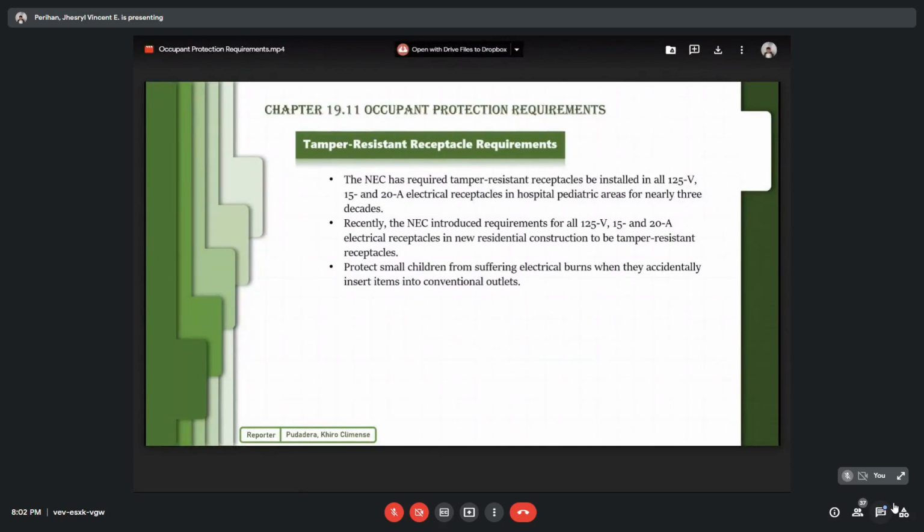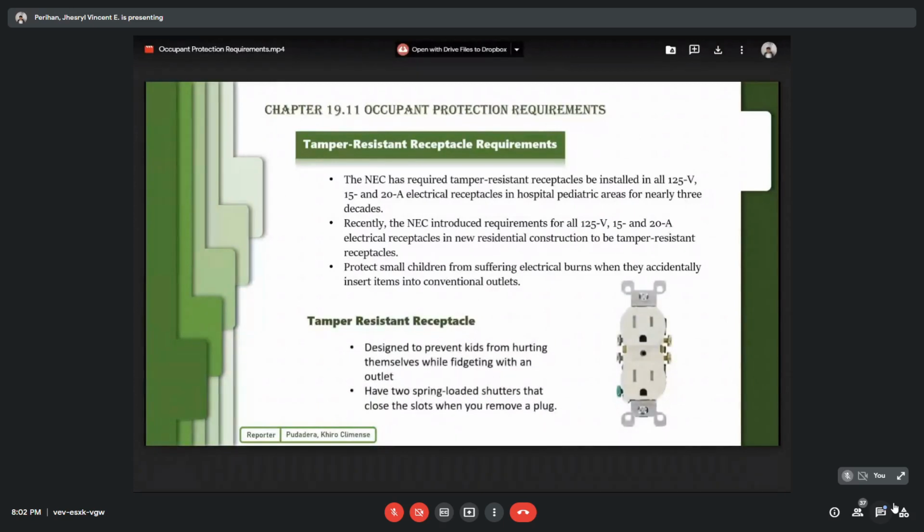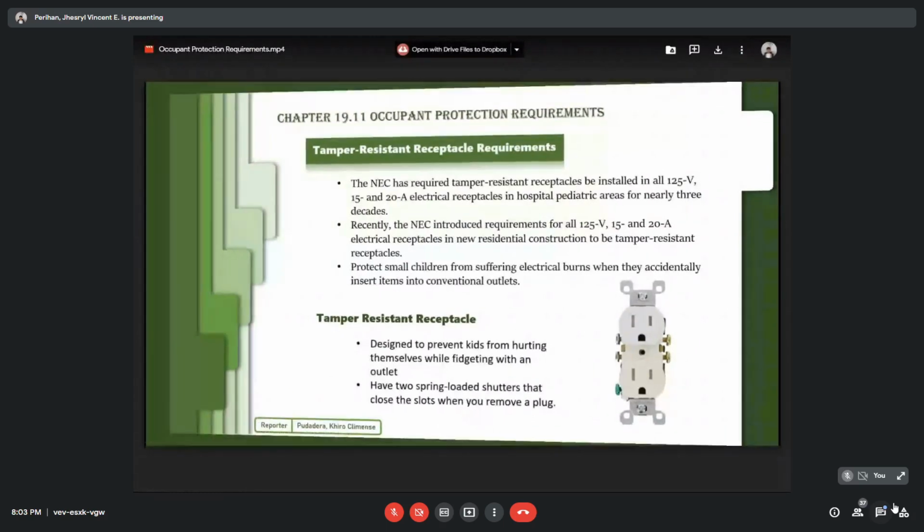And please take note that all tamper-resistant receptacles must have a 5 mm height mark on the device as a clear indication that this is a tamper-resistant receptacle. So this is the tamper-resistant receptacle. It is designed to prevent kids from hurting themselves by fidgeting with an outlet. It has two spring-loaded shutters that close the slots when you remove a plug. So this time, we will show a video so you can see the tamper-resistant receptacle.